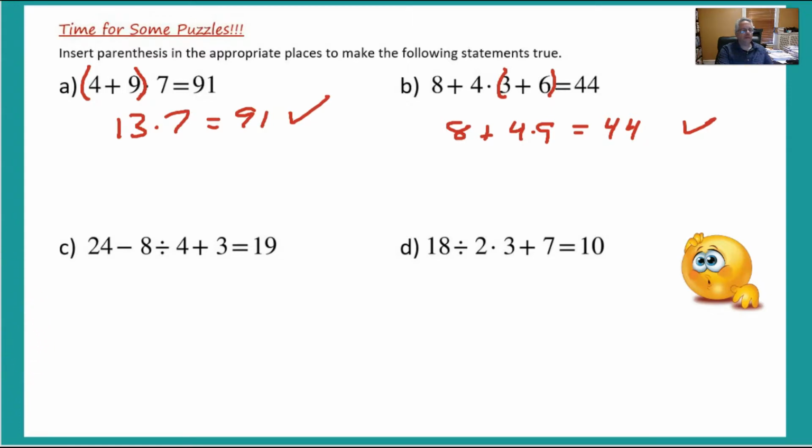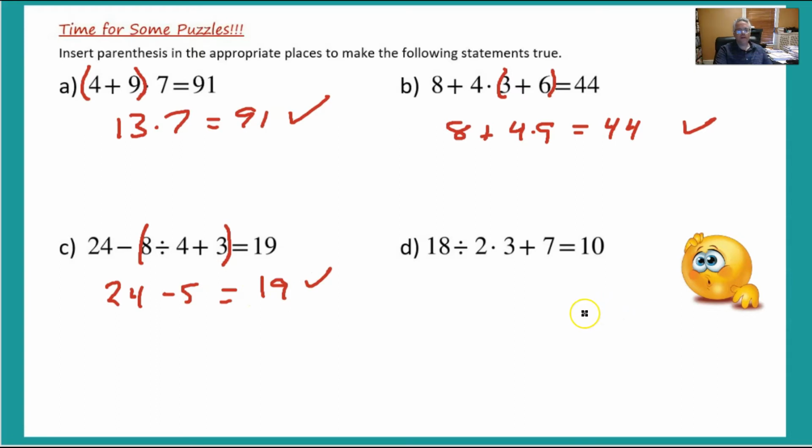Well, we could put parentheses around the division. That would happen anyway first, right? So that'd be 24 minus 2 is 22 plus 3. That's not going to give us 19. What else can we try? One other thing we can try is to put parentheses around all this part. Let's see if that does it. So 8 divided by 4 is 2, plus 3 is 5. So we have 24 minus 5, and that does equal 19.